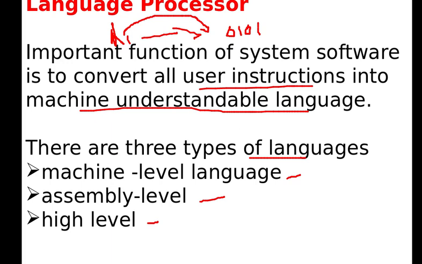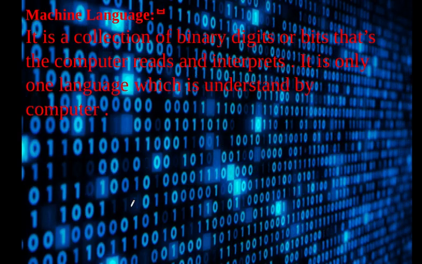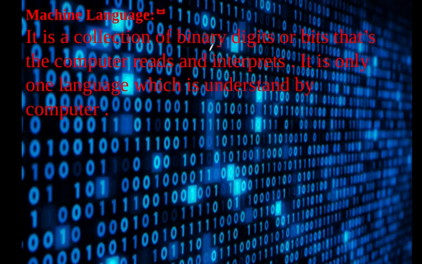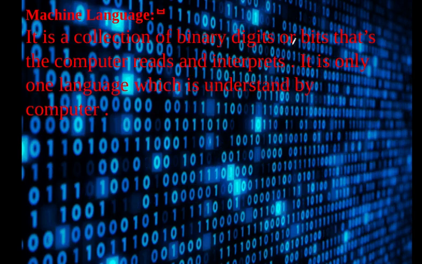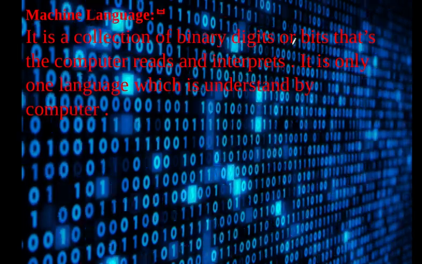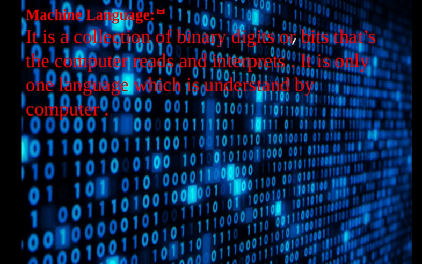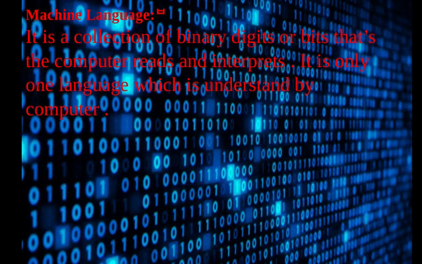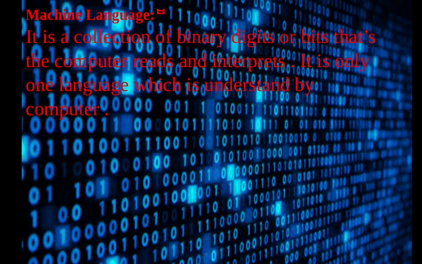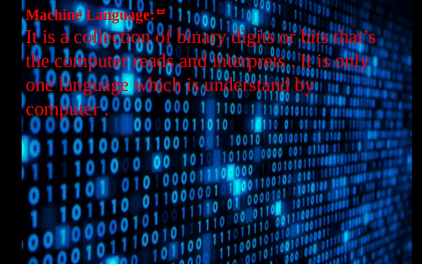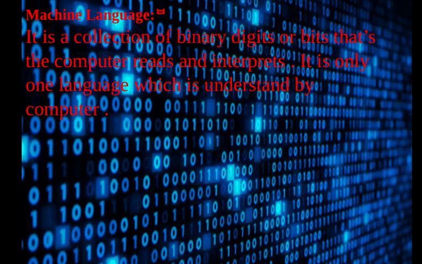Okay, to convert this human readable form into machine readable form, these languages are important. So what do you mean by machine level language? It is a collection of binary digits, or you can say bits. How will you represent the bits? In two digits, either 0 or 1, right? That's what the computer reads and interprets. It's the only language which is understood by whom? Computer. So 0, 1 we can call machine level language.